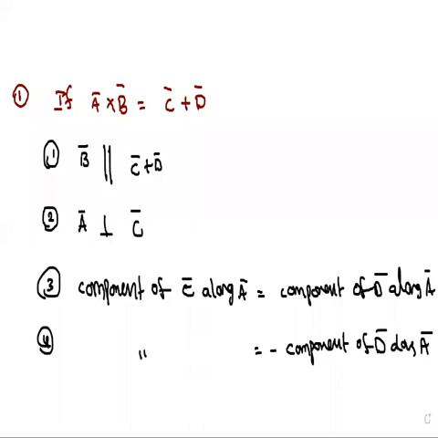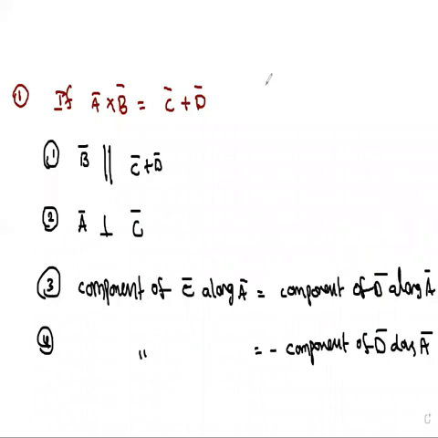If A bar cross B bar is equal to C bar plus D bar, that is the question given, the information given in the question. Which of the following options are correct? In this particular case, A bar cross B bar.